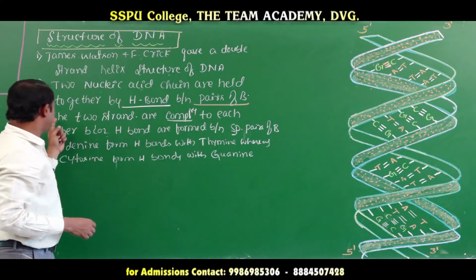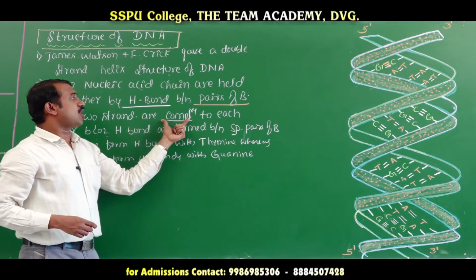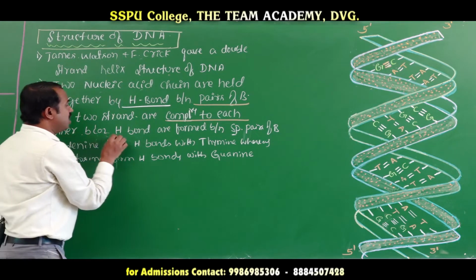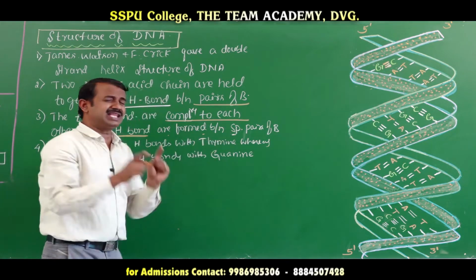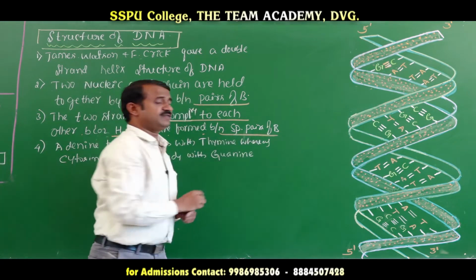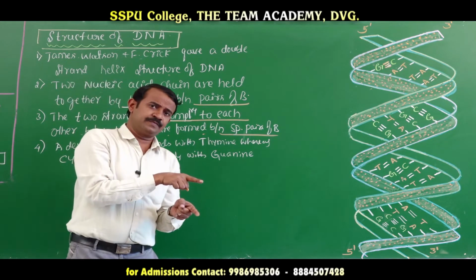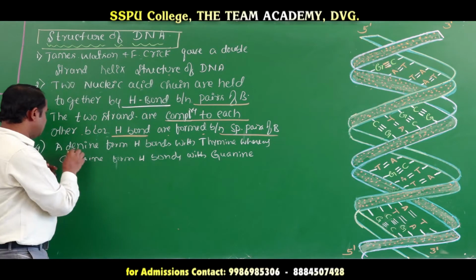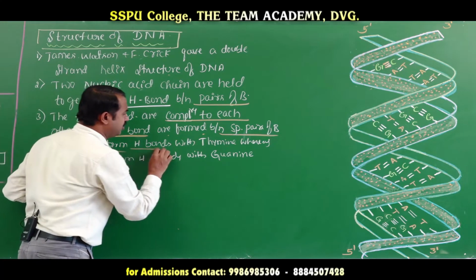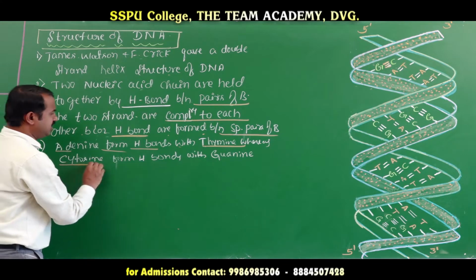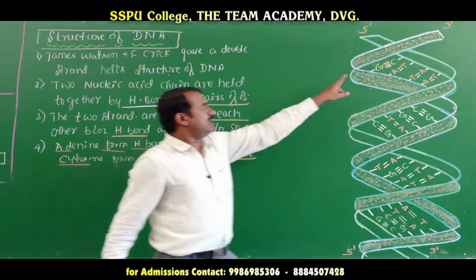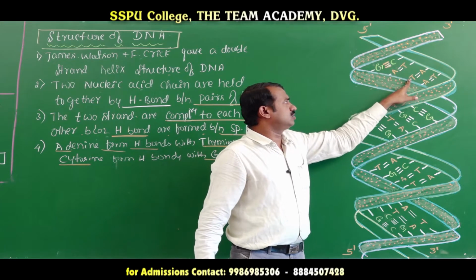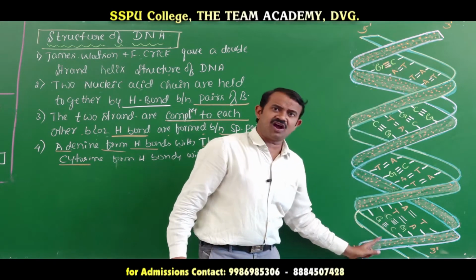Coming to here, the two strands are complementary to each other. Two strands are complementary to each other because hydrogen bonds are formed between specific bases. Guanine bonds with cytosine, adenine forms a hydrogen bond with thymine. Next, the adenine forms a hydrogen bond with thymine and cytosine forms a hydrogen bond with the guanine. Here the hydrogen bond: cytosine, guanine, cytosine, adenine, thymine, adenine. This is the double helical structure of DNA.